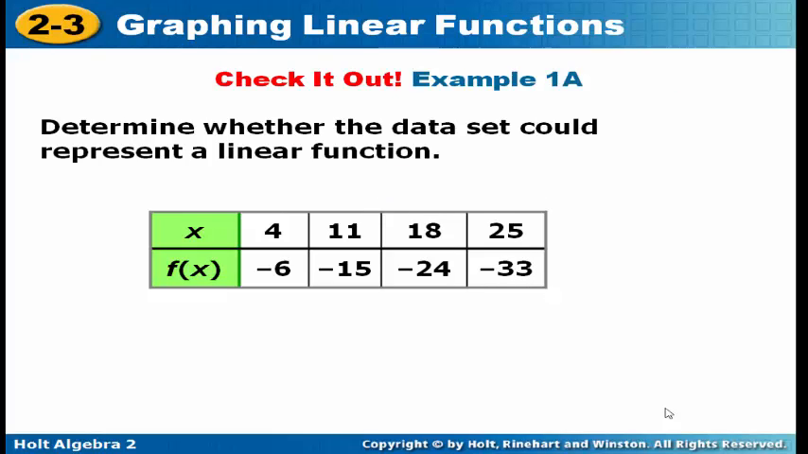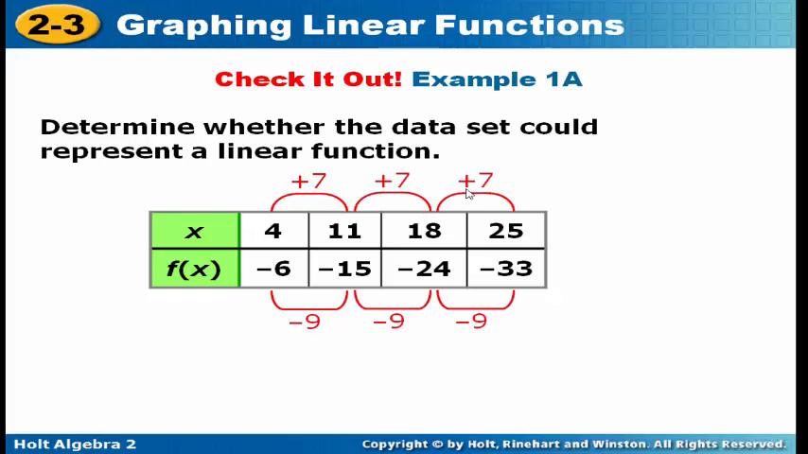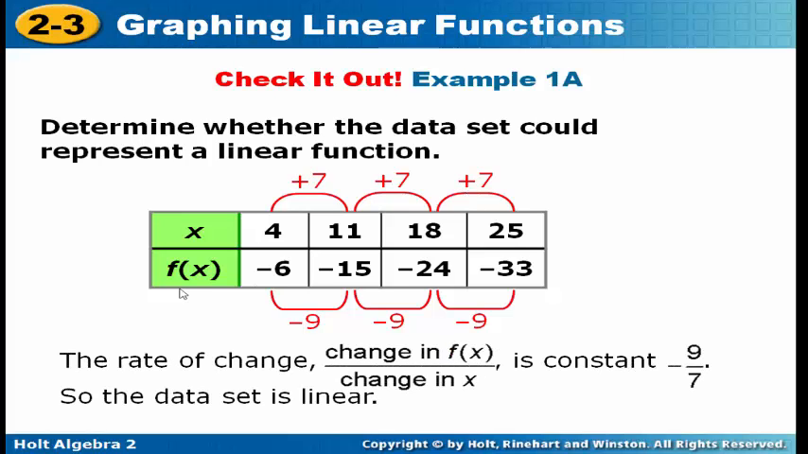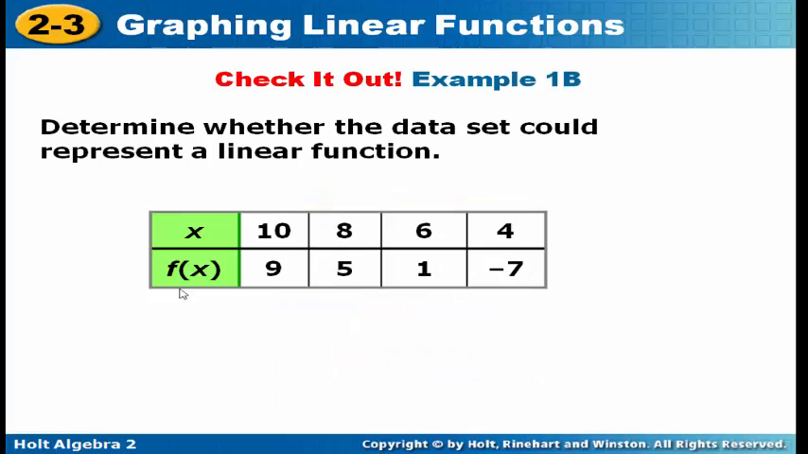Determine whether the data set could represent a linear function. Up we add 7, down we subtract 9. Add 7, subtract 9, add 7, subtract 9, so this function is linear. The rate of change, which is change in f(x) over change in x, is constant and equals negative 9 over 7, so the data set is linear.